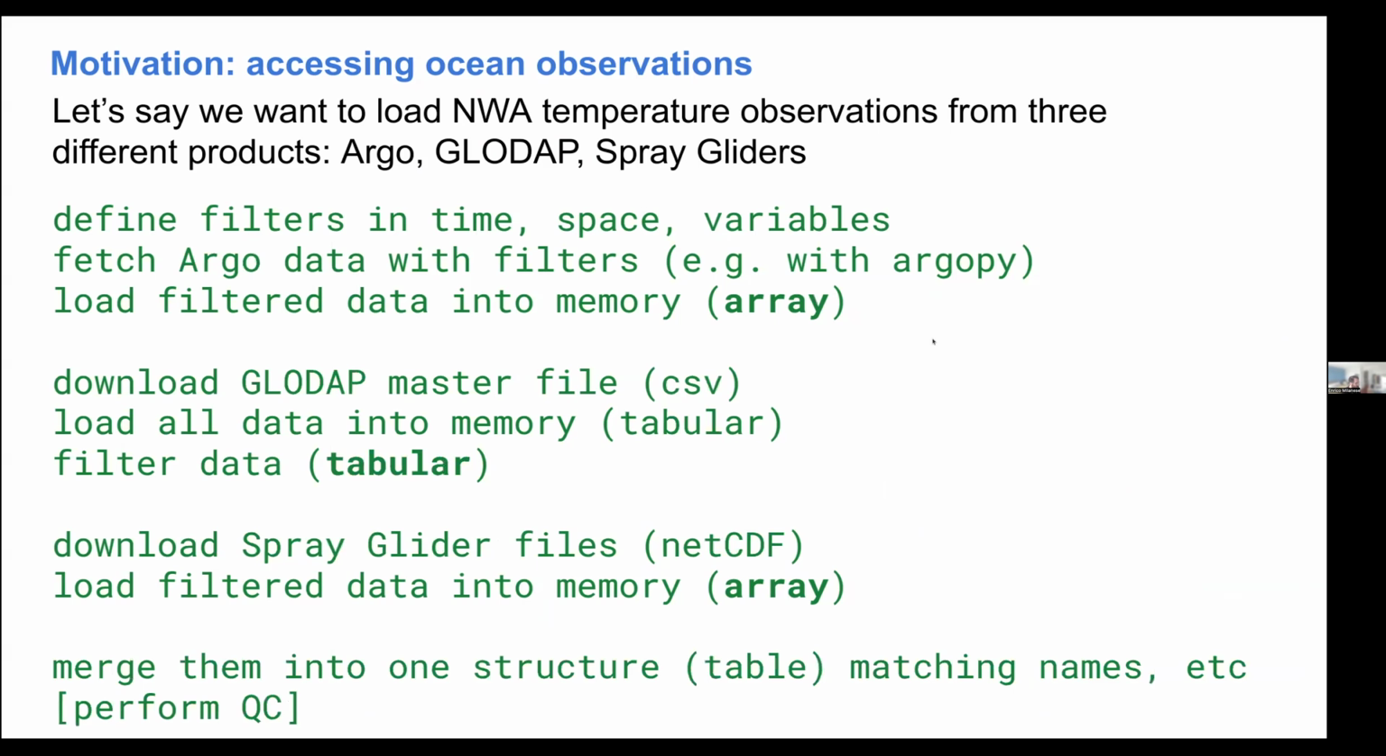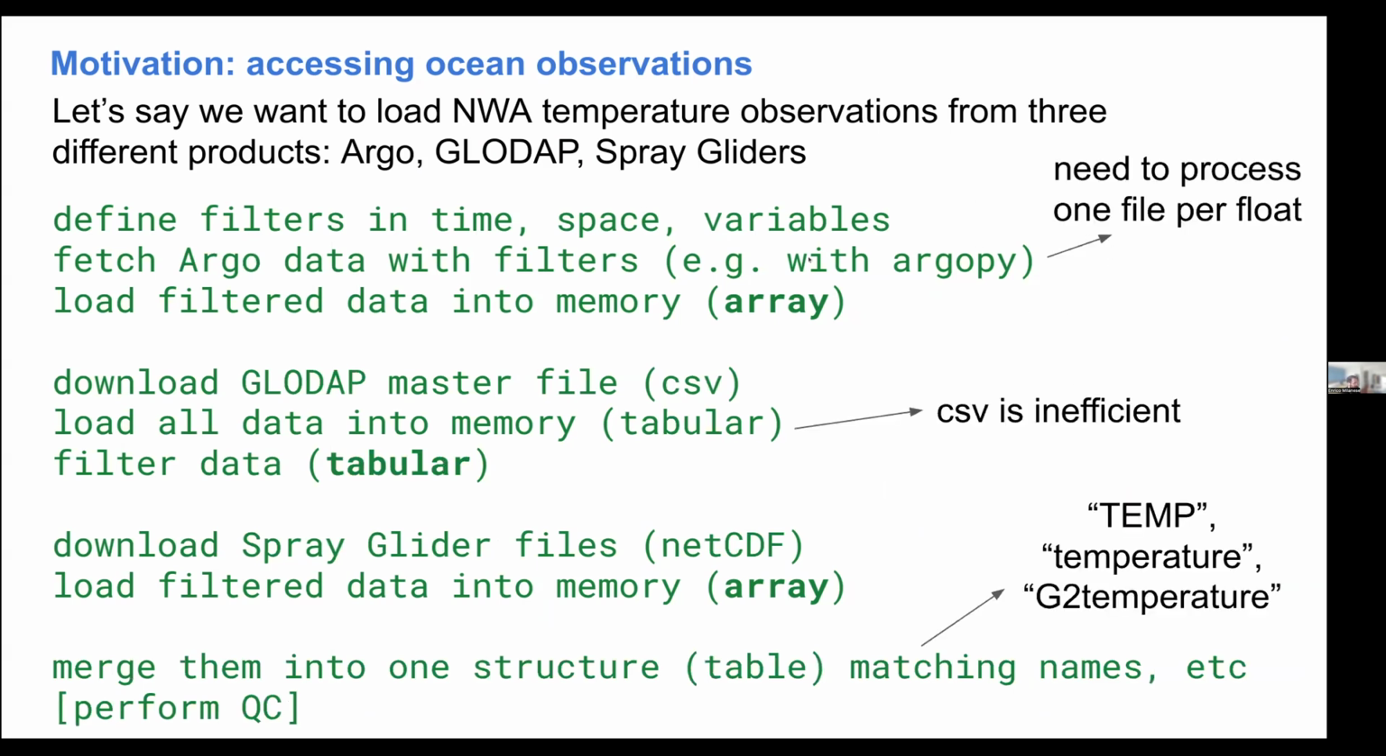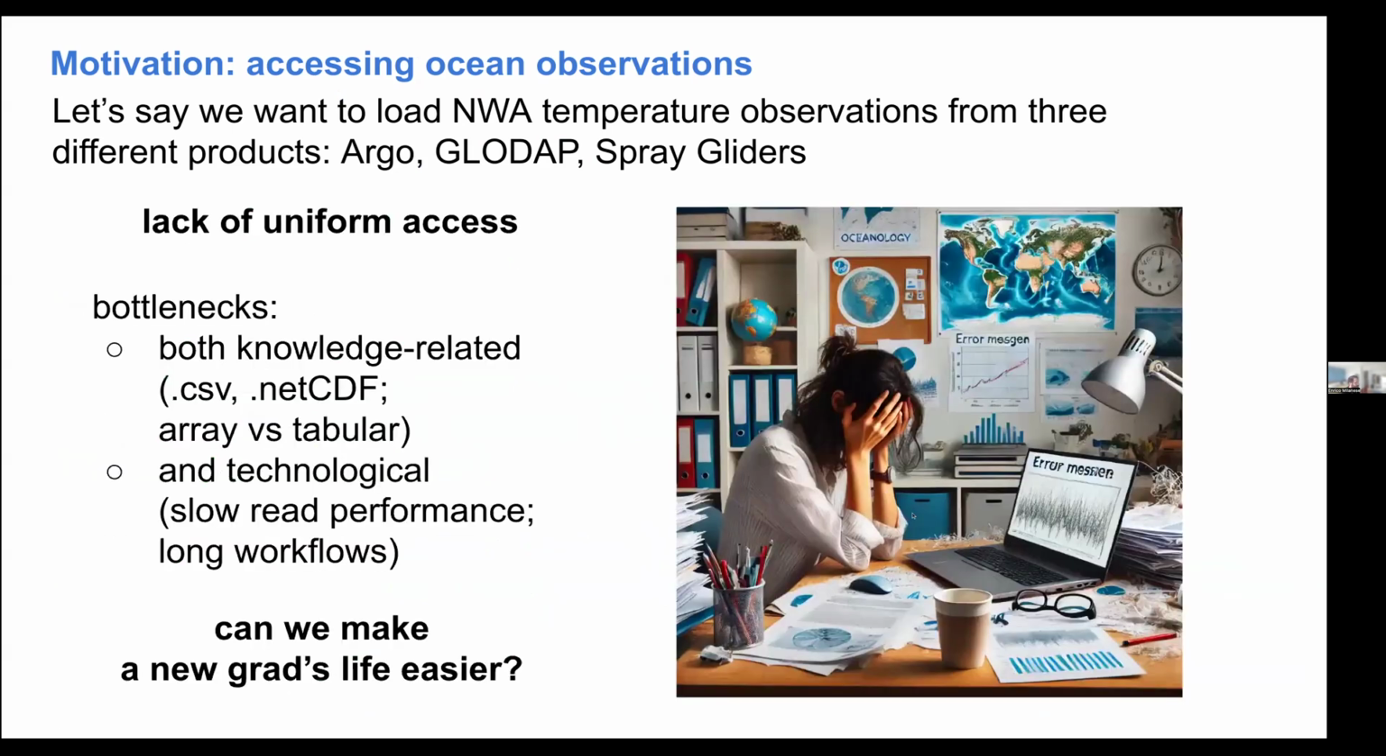And this presents some challenges. For example, in the case of Argo, we need to process one set of files per float. We have CSV and NetCDF files with mixed up variable names, so there's a lot of handling of the data that goes in there. If we are starting off with that, we have a couple of bottlenecks, both knowledge related and technological in terms of performance. And so we would like to make this grad student's life easier.